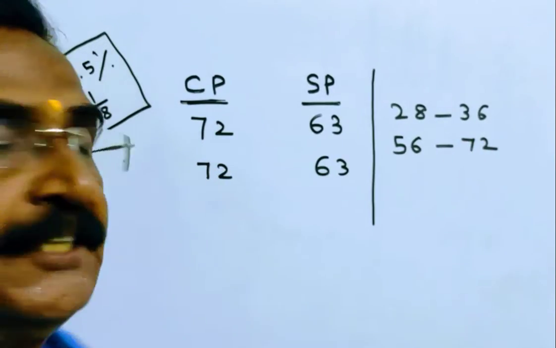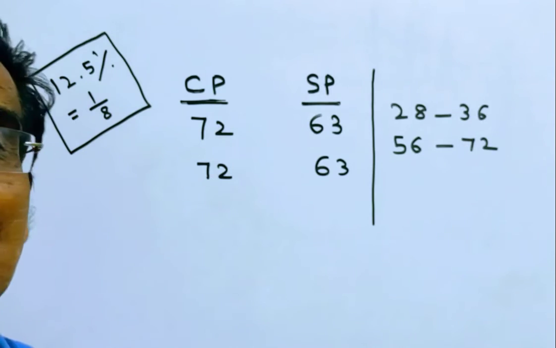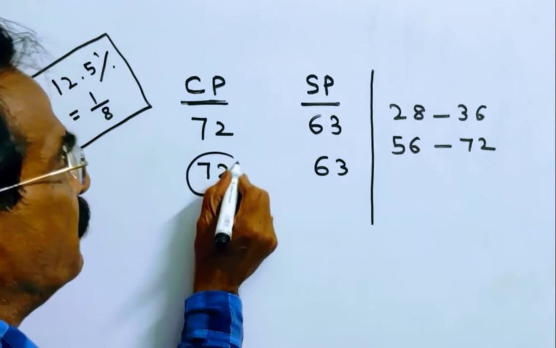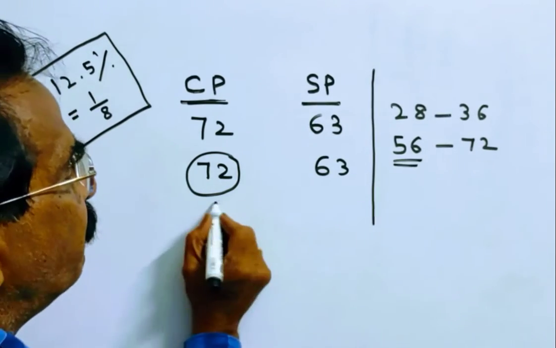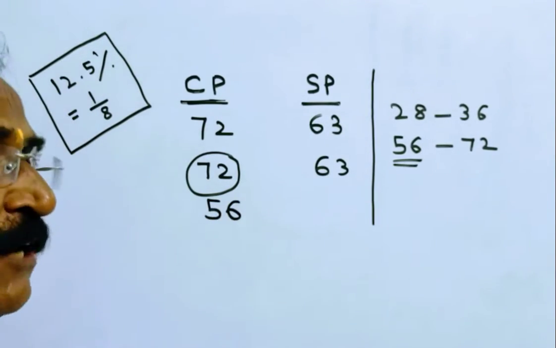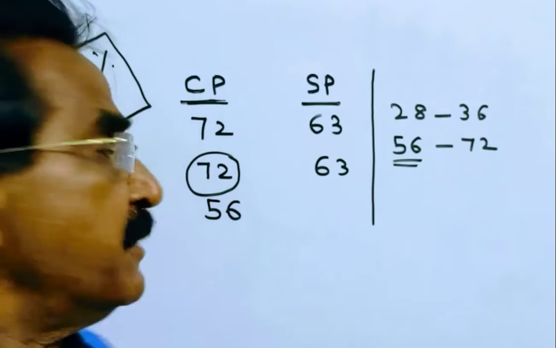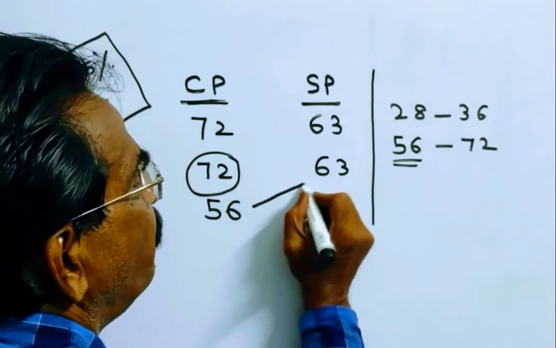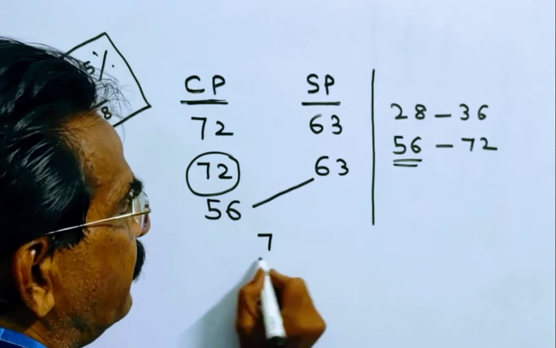Instead of 72 grams. So friends, now he is not giving 72 grams. He is giving only 56 grams. Now he is giving only 56 grams at the price of 63 grams. So here profit is 7.